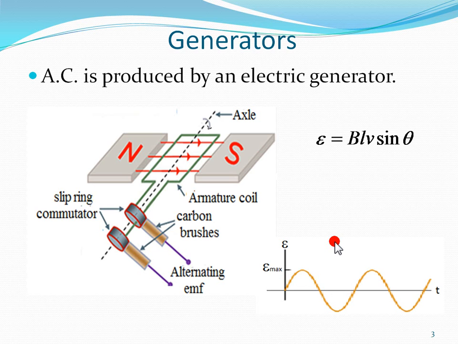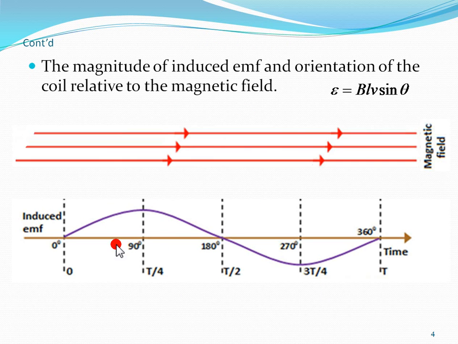Now let's see, for what position of the coil will the induced EMF be maximum, and for what position of the coil will the induced EMF be the minimum. To see this, we see this figure. This curve is a sinusoidal curve, which represents the EMF produced by a generator.